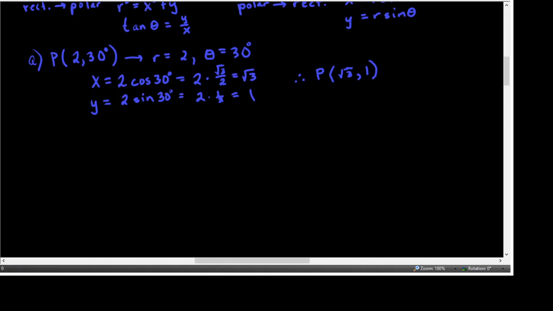So the next example I want to work is for point Q. This is example B. Q is a point with coordinates -4, 2 pi over 3. Which of course means that r is -4. Uh-oh, what does that mean? Negative r. We haven't seen negative r.